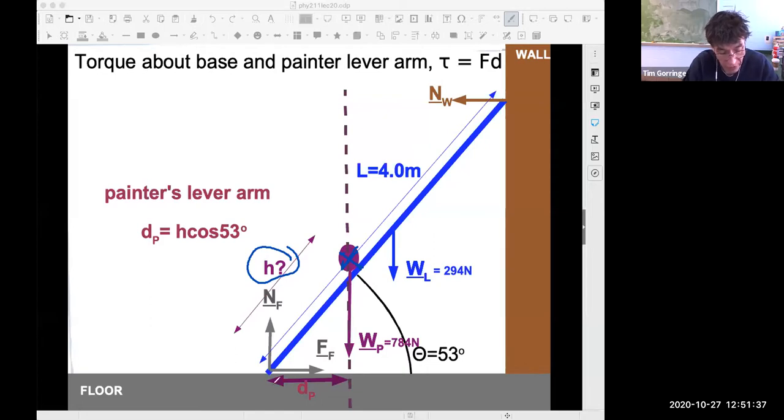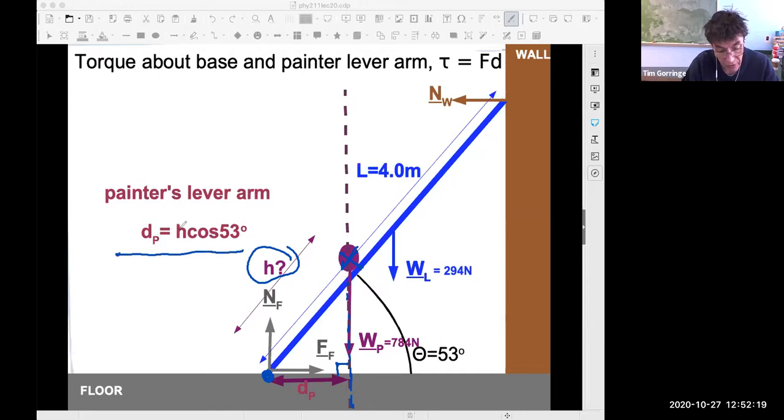So again, if we want the lever arm associated with that torque, think about the force, think about the line along which the force acts. That's this vertical line here. And the lever arm will be the closest distance that line gets to the axis of rotation. So it's this distance here. And we can find this distance, again, by a right angle triangle. This is adjacent to the angle of 53 degrees. It's going to be the height of the painter up the ladder times cosine of 53 degrees.